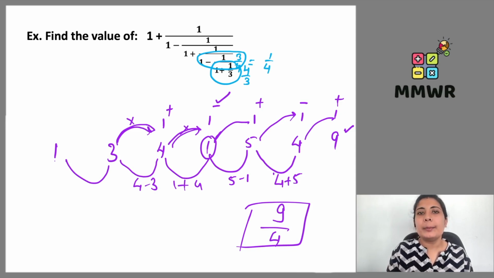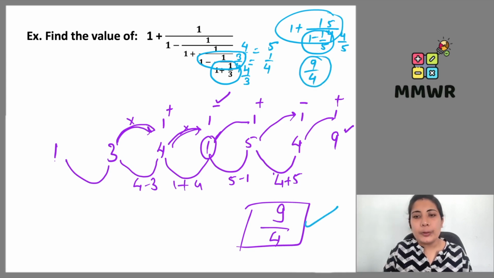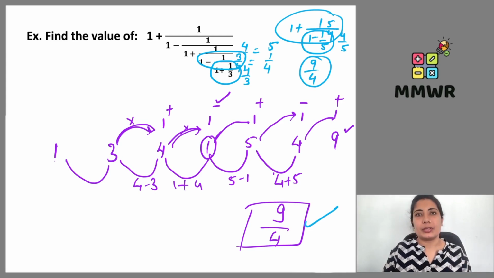1 minus 3 upon 4 gives me 1 upon 4, which is coming into the denominator of 1. So this gives me 1 plus 4 upon 1. So 1 plus 4 upon 1 is 5. That means this gives me 1 minus 1 upon 5, which is into the denominator of 1. So 1 minus 1 upon 5 gives me 4 upon 5, which becomes 5 upon 4. And 1 plus 5 upon 4 will become 9 upon 4. So 9 upon 4 is the final answer for this continued fraction.